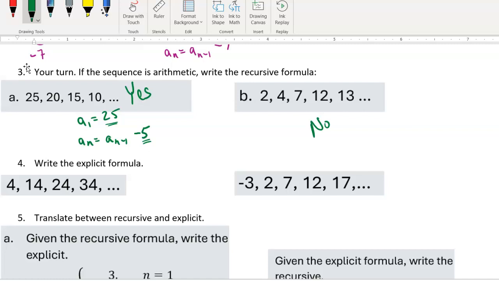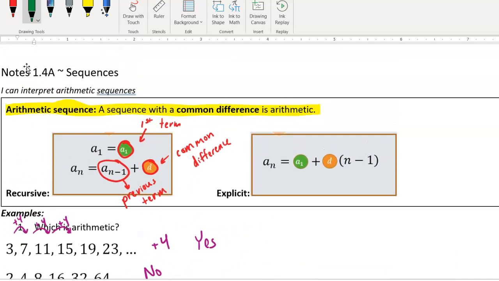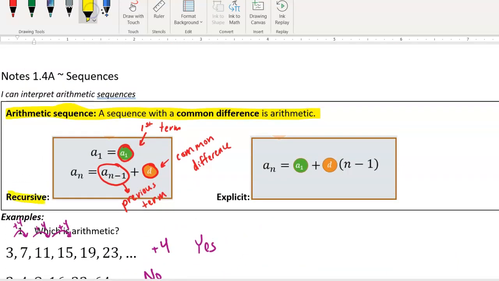All right, number 4 asks to write the explicit formula. The first one that we looked at was the recursive formula, and now we're dealing with an explicit formula. What's the difference? A recursive formula is nice if we want to find the first 4 or 5 terms. But if I wanted to find the 100th term in any of those sequences, I would not want to use the recursive formula, because I'd have to find the first 99 terms, and then I'd find the 100th term. That would take too long. I don't want to do that.